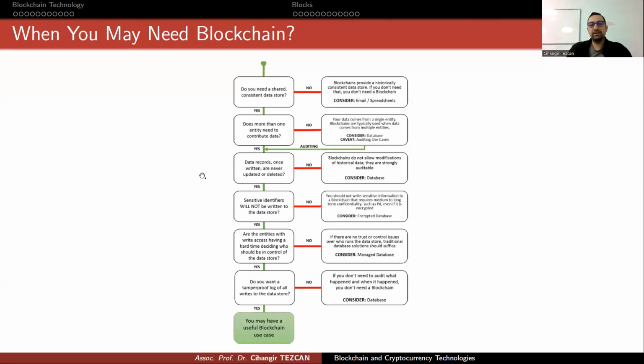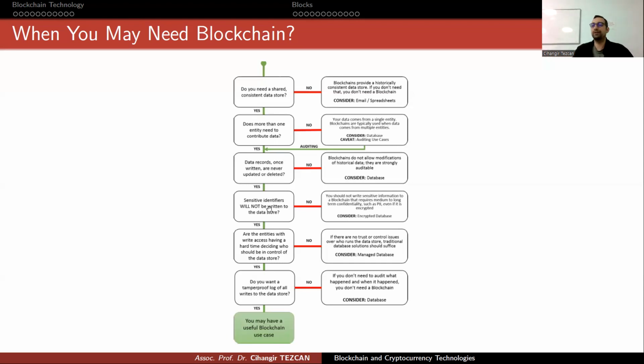Data records, once written, are never updated or deleted. If your answer is no to this question, you can simply use databases, right? Another question is, sensitive identifiers will not be written to the data store. This is also important. Whenever I see ideas for blockchain use, they say that we will write Zoom communications to the blockchain without taking any permission from the people, or any other sensitive data like names and social security numbers of people and so on.